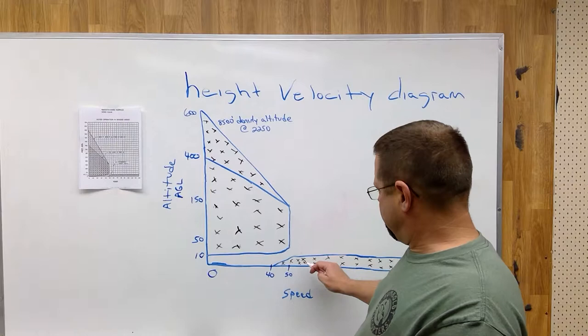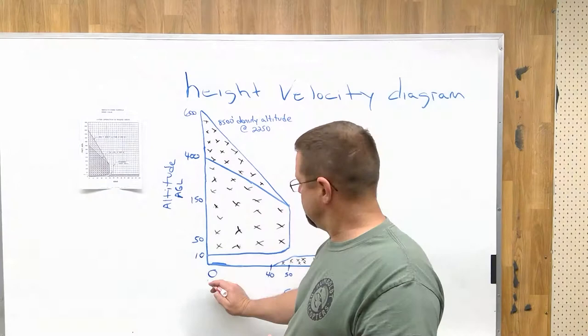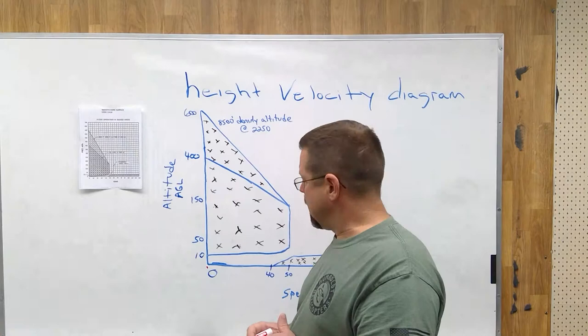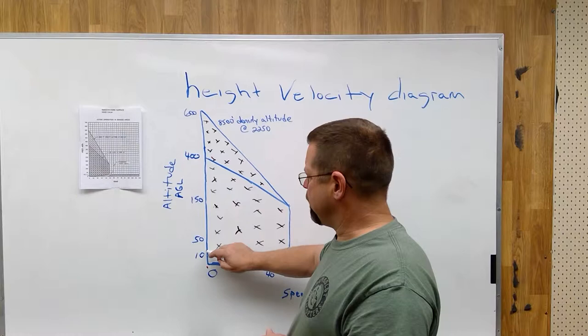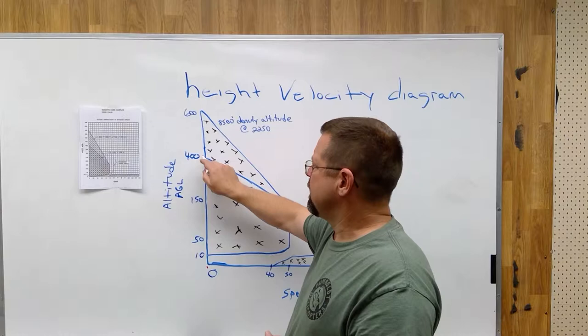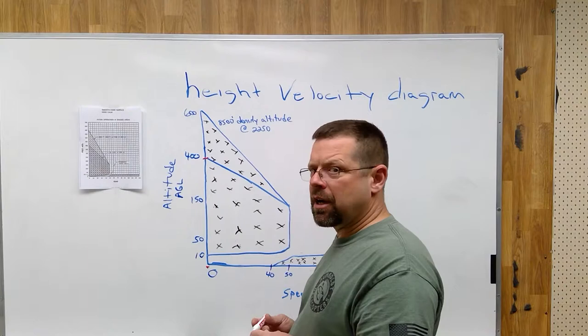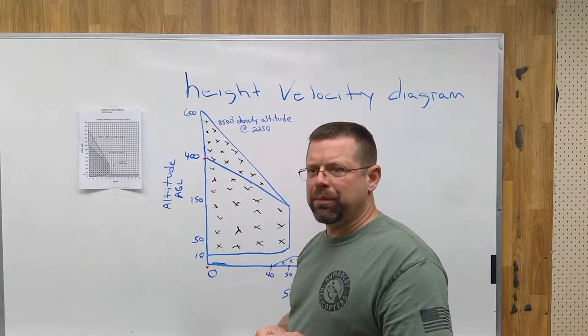So let's talk about these. Let's say we want to be at zero airspeed, in other words, a hover. We want to see what altitude is safe at a hover with zero airspeed. By safe, I mean we don't want to be in this shaded area. So as you go up, 50 feet, we're in the shaded area, 100 feet, 150 feet, 400 feet, we start to get above this line. So that tells us that if we want to hover out of ground effect, in other words, zero airspeed, we need to be at 400 feet AGL, according to this particular height velocity diagram, in order to accomplish a good autorotation should the engine fail.